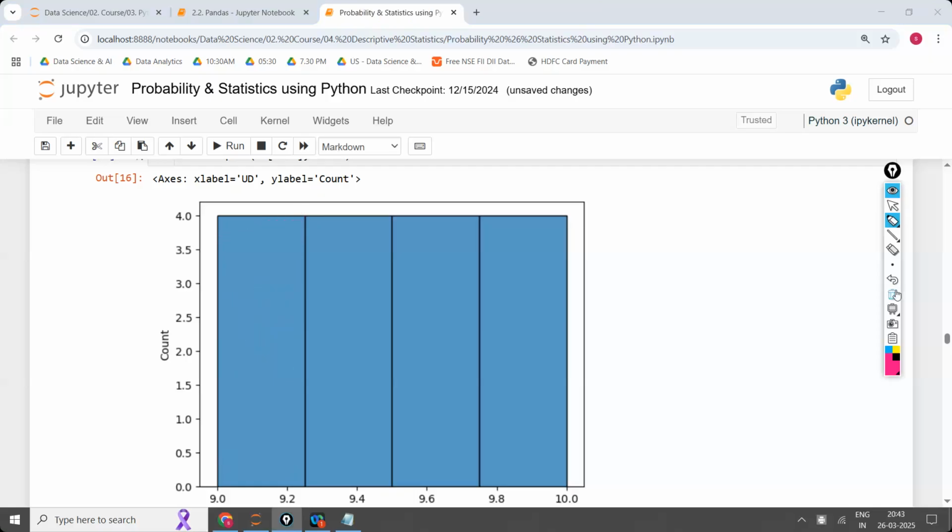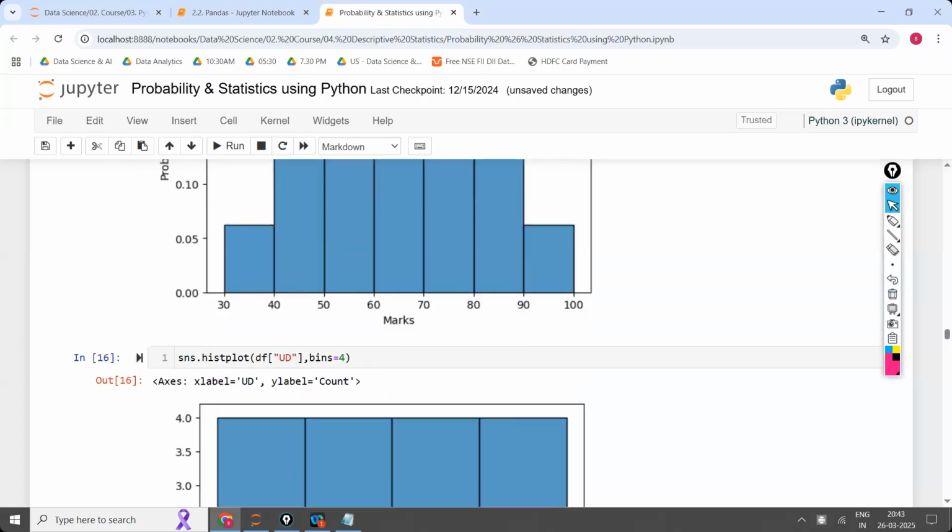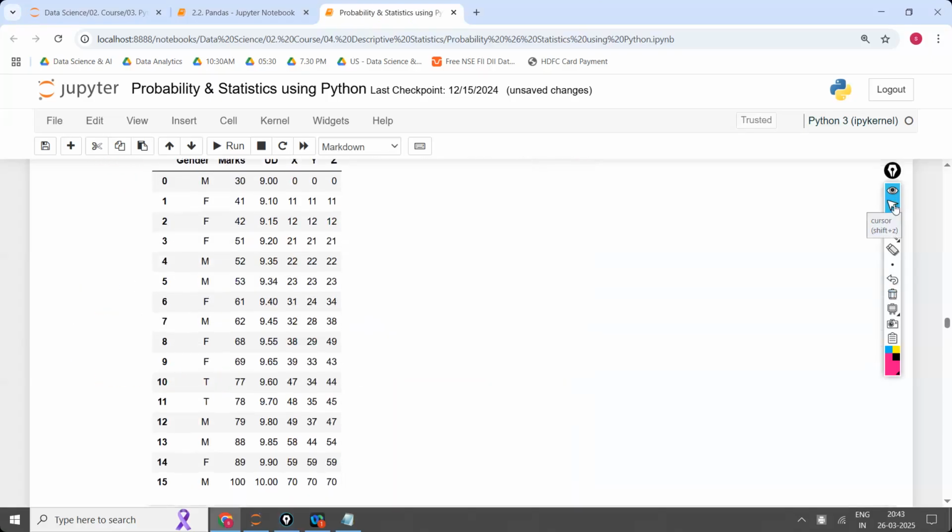Clear? Now, draw the histogram for the next column X by considering the number of bins equal to 7. Number of bins equal to 7 for the X column. Draw the histogram.